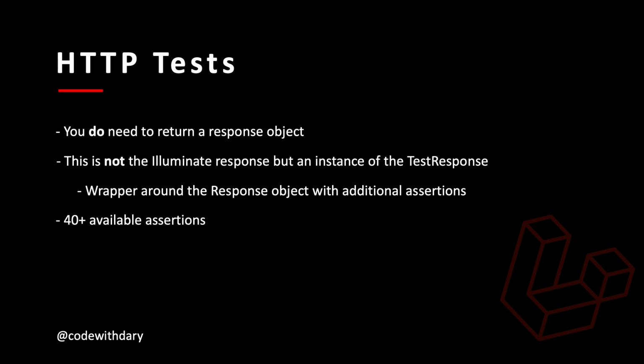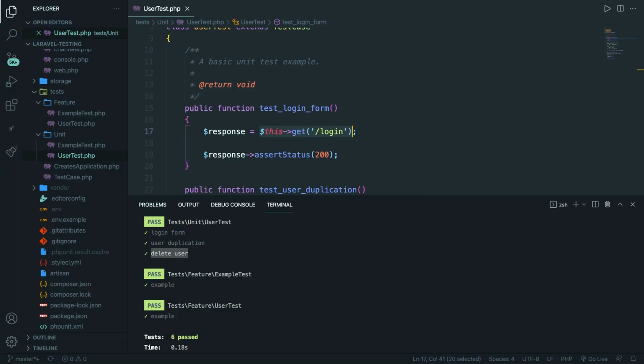Now it's also quite important to keep in mind that you do need to return a response object that will represent the HTTP response. This will not be the Illuminate response object that we are all familiar with, but it will be an instance of the Illuminate Foundation Testing TestResponse, which is basically a wrapper around the response object with some additional assertions for testing. There are more than 40 available assertion methods that you can perform on the response object. So it will be difficult to cover them all, but I will try to go over the most basic and interesting ones. All right, enough talk.